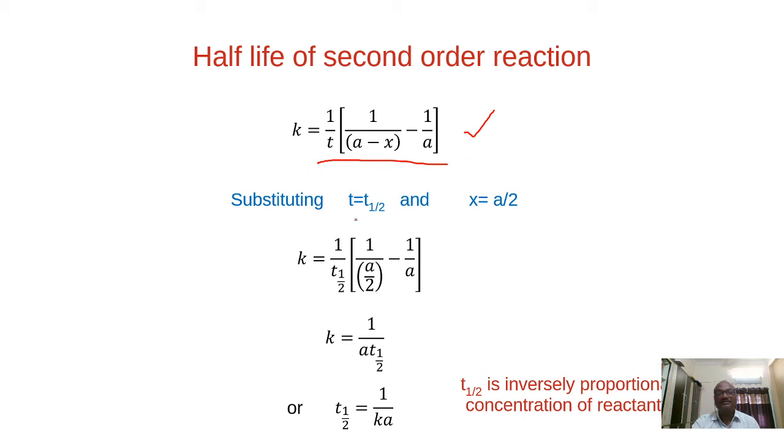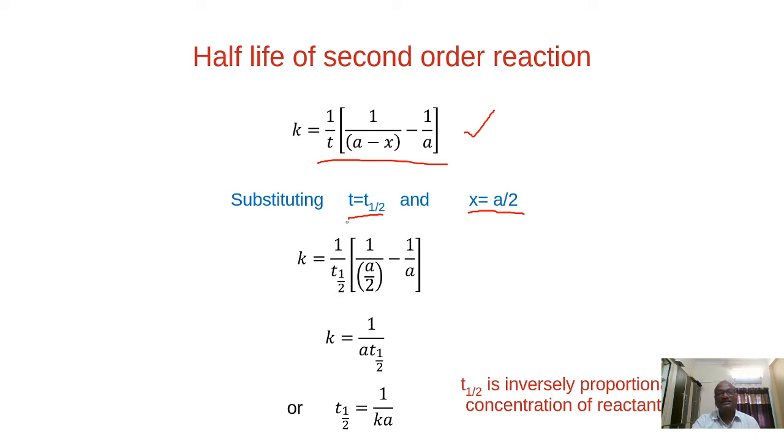In this, when time reaches T half, meaning half-life, as we discussed earlier, X becomes what? Half of the initial concentration. We said initial concentration is A, so X becomes A by 2. A by 2 of the concentration of reactant will be consumed in the reaction.